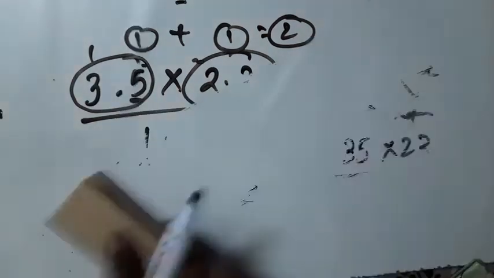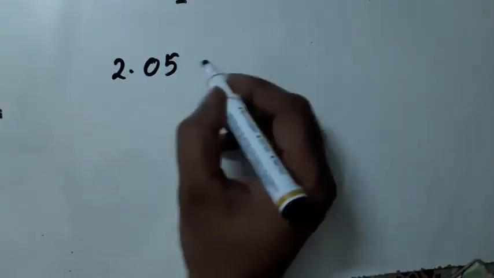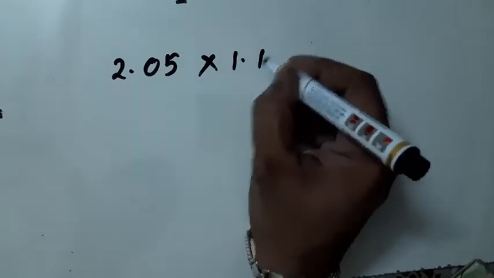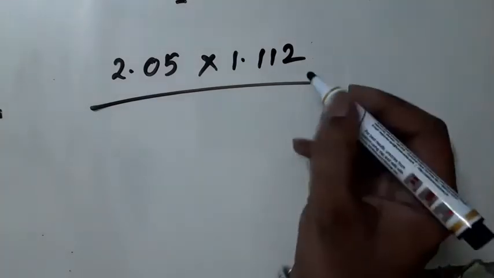Let's take another example and see the method. 2.05 multiplied by 1.112. Now we have two decimal numbers, one is 2.05 and another one is 1.112. So the first step: don't consider the point and multiply as it is.